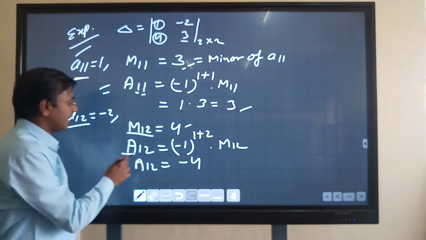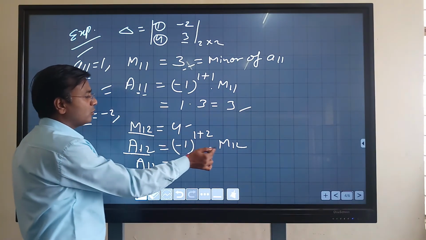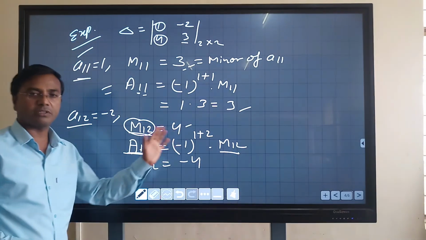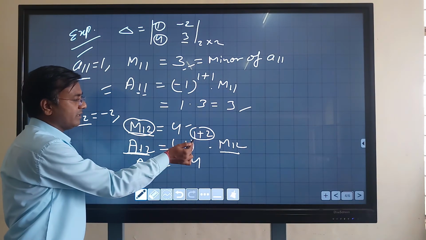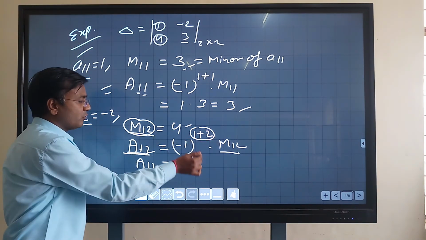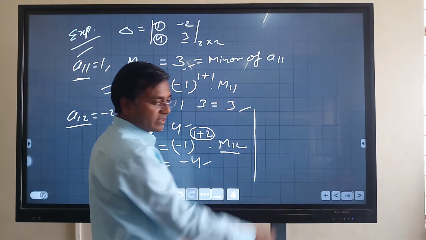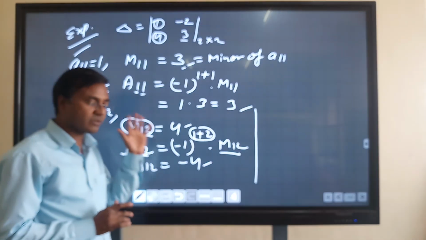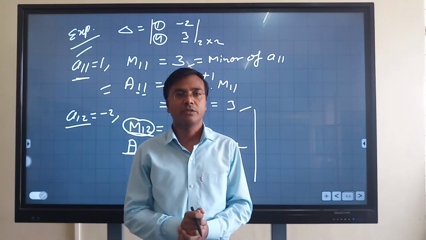Clear? Now A12 means the cofactor. So minus 1 to the power 1 plus 2 into the obtained M12. A12 and M12 are directly related, only the symbol differs. So A12 means minus 1 to the power 3, which gives minus. So minus 1 into M12, which is 4, gives minus 4. So right. You have to solve the exercise problems, because there are so many questions related to this, and make the concept clear, because this is a very important concept in upcoming exercises which contain 6 marks. So thank you very much.